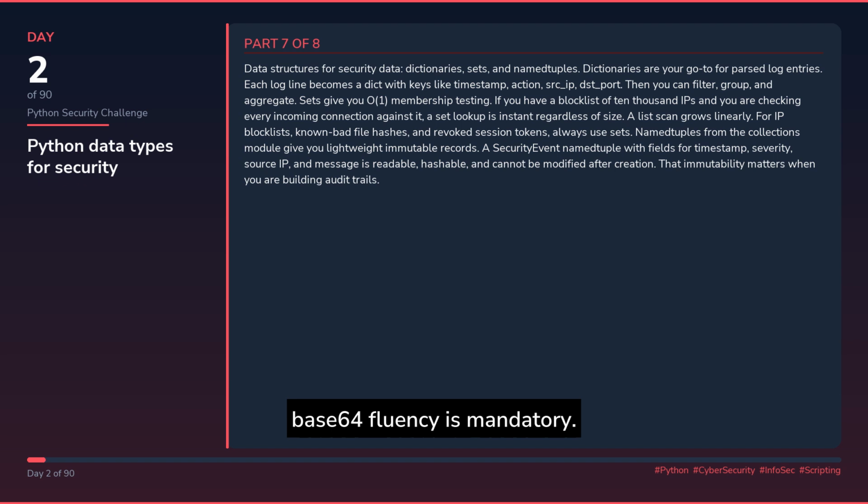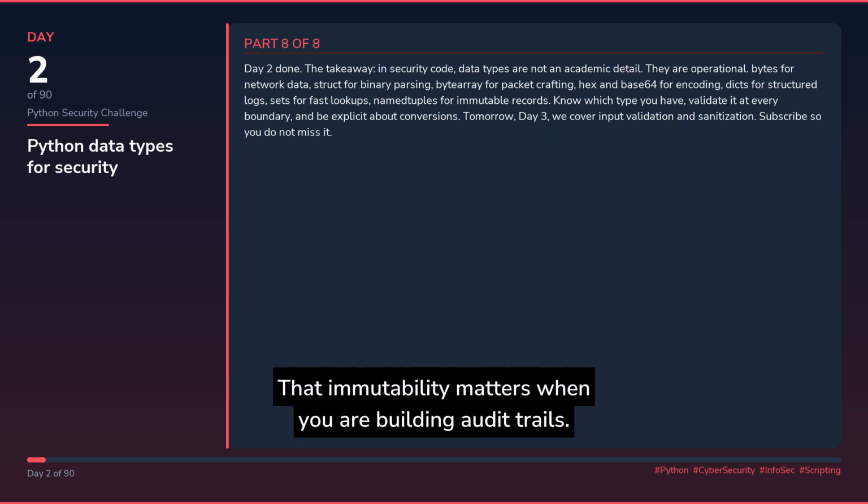Namedtuples from the collections module give you lightweight immutable records. A security event namedtuple with fields for timestamp, severity, source IP, and message is readable, hashable, and cannot be modified after creation. That immutability matters when you are building audit trails.